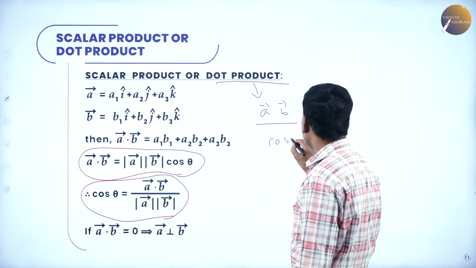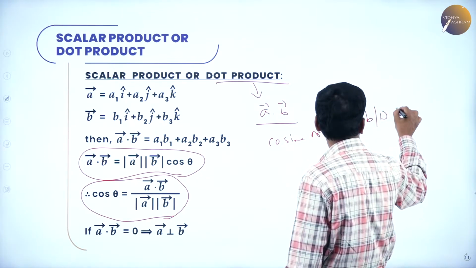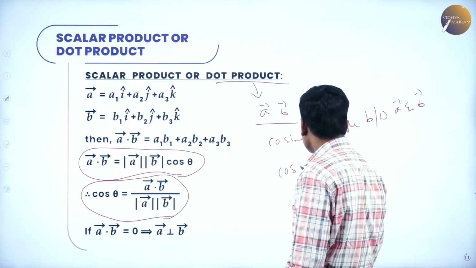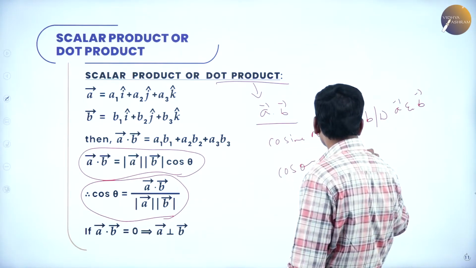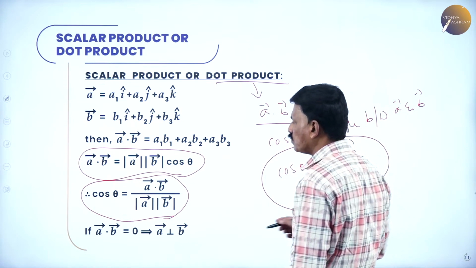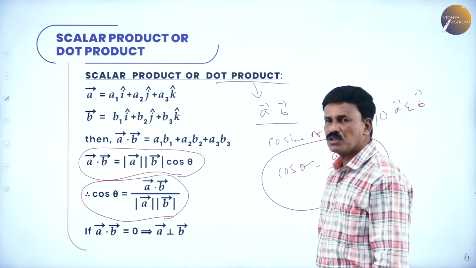So, the cosine of the angle between the vectors A and B is given by cos theta is equal to vector A dot B divided by length of A into length of B. This is a very important formula. Cos theta is equal to A dot B divided by length of A into length of B.